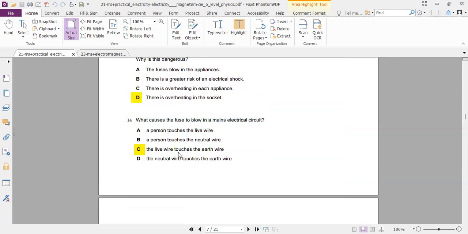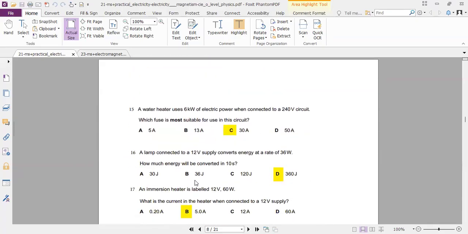The live wire touches the earth wire, and that's why the fuse blows. Other than this, in all these choices, if a person touches a live wire, he will get an electric shock because there is no circuit breaker here. It is the fuse. The fuse works on the rating of the appliance, not the man. A man touches the neutral wire, nothing happens. Neutral wire touches the earth wire, nothing happens. If the live wire touches the earth wire, that will cause a lot of current to flow through the earth wire. The live wire has a fuse on it, so that's why the fuse will melt down.